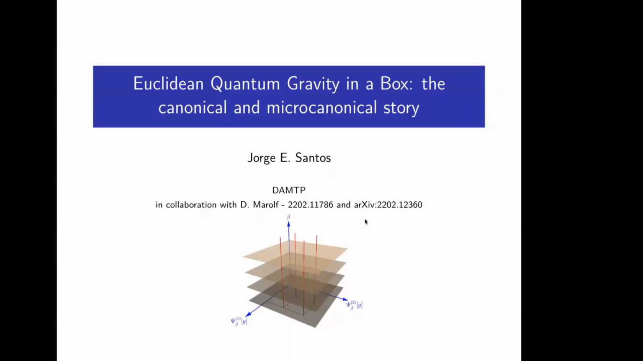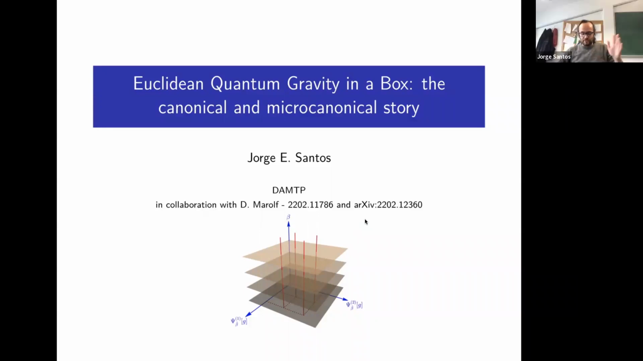All right, so today I'm here to tell you about some work that I've developed in collaboration with Don Marolf, professor at UCSB. And it pertains exactly to what Ian was saying. It pertains to the study of the Euclidean quantum gravity in a box, so the Euclidean path integral, okay? The talk will be mainly divided into two chunks, the canonical ensemble path integral and the microcanonical ensemble, but you'll see that many of the things that you'll see in the canonical will also apply to the microcanonical, okay?